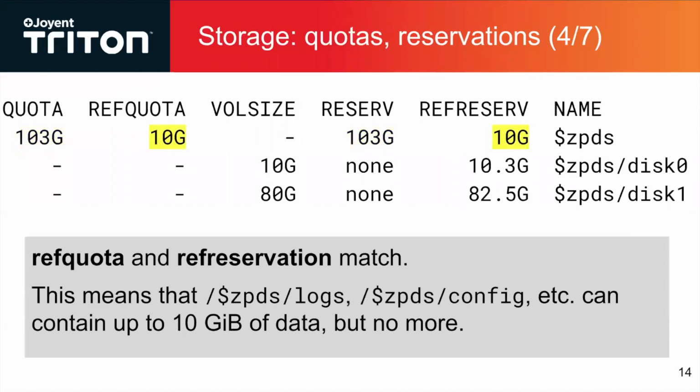And then we set ref quota and ref reservation on the zone path data set to the amount of space that we expect the zone path data set to use. So this is only used for things like files in the logs directory and the config directory. In general, those should be fairly small, a lot smaller than 10 gig.